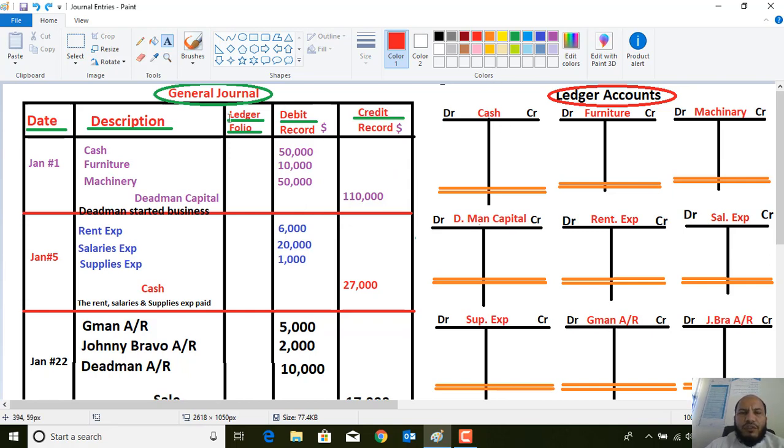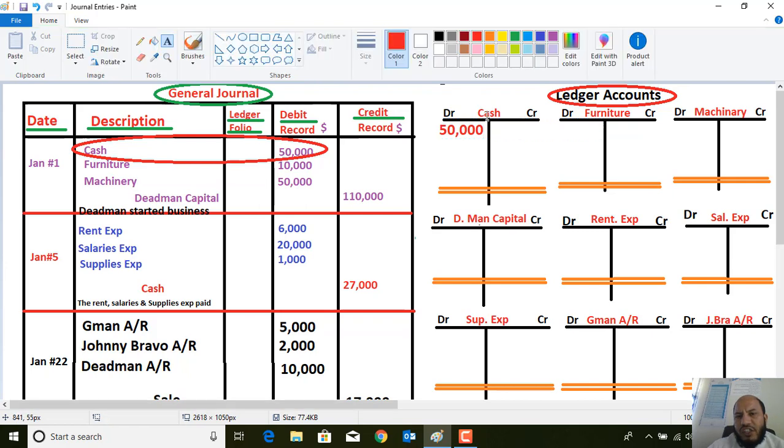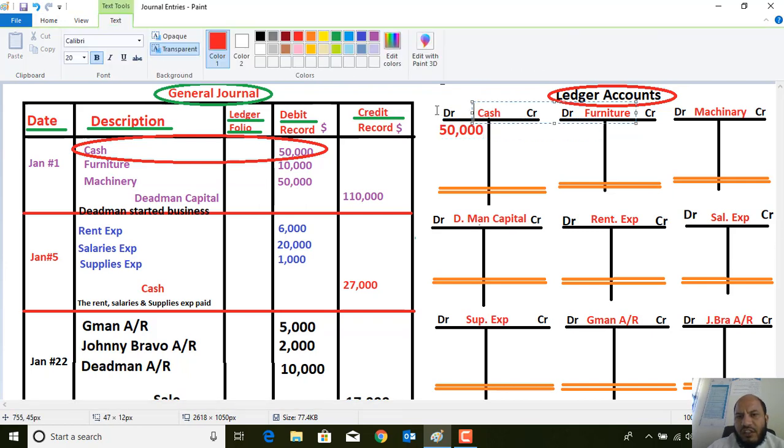So dear students, if you see over here, we have cash in this business. The amount of cash is 50,000 rupees. So these 50,000 we should record at the debit. It is a debit record, so we should record it at the debit side. So let's record 50,000 at the debit side, 50,000 under the cash ledger. So this is the cash ledger, and this is the debit side. So now we have recorded 50,000 at the debit side. Okay, dear students.